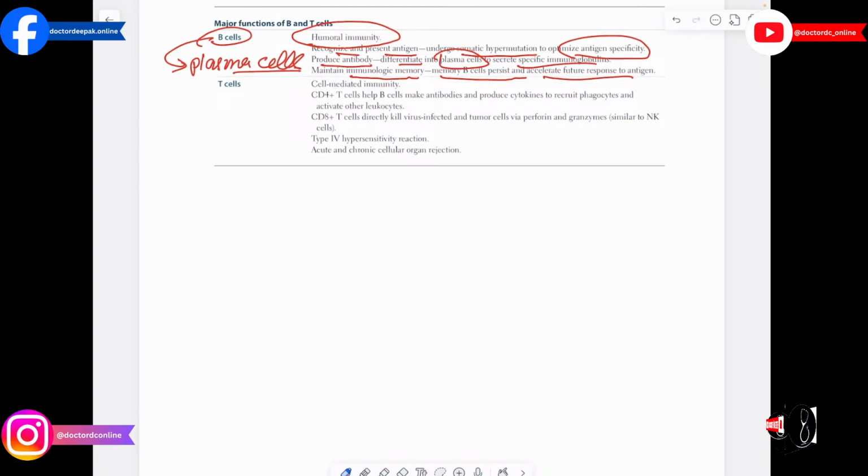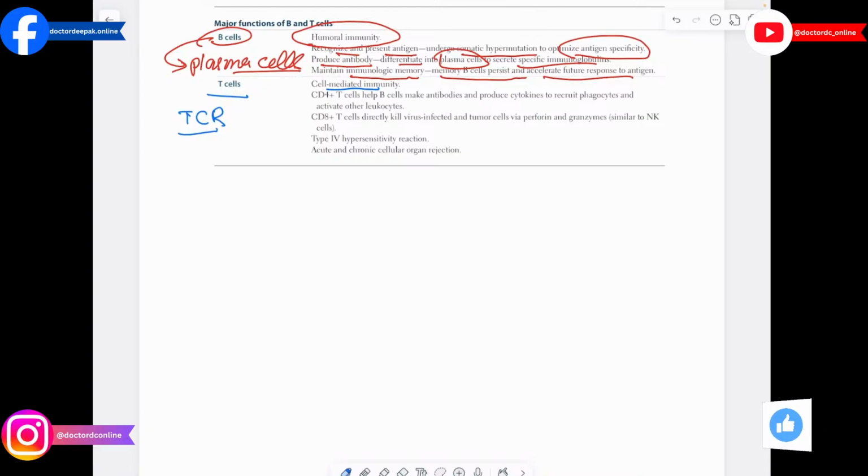Now we have to talk about the T cells. The T cells are part of the adaptive immune system, that is, cell-mediated immunity. And secondly, there are millions of T cells in the human body, and each recognizes a unique antigen via the T cell receptors. They emerge from the thymus as naive T cells. Once they encounter an antigen, they become mature T cells.